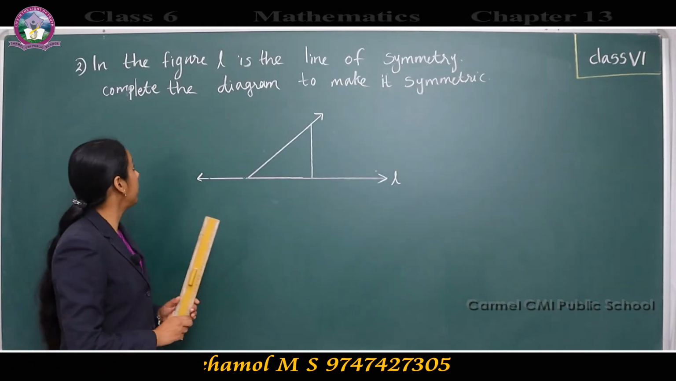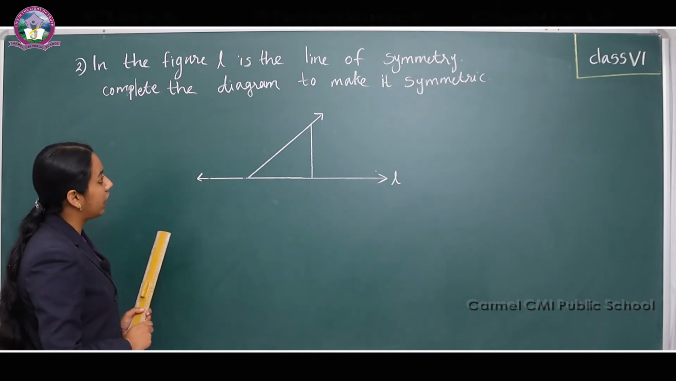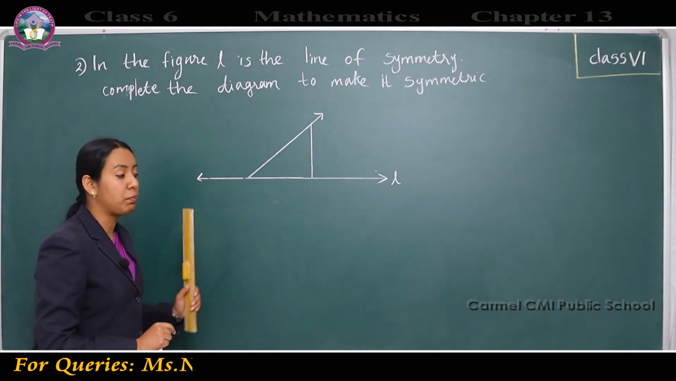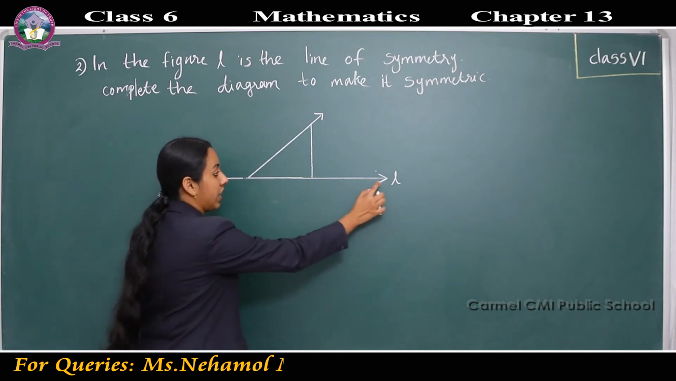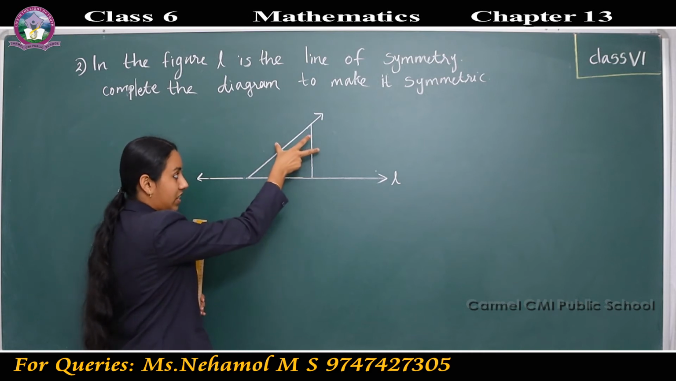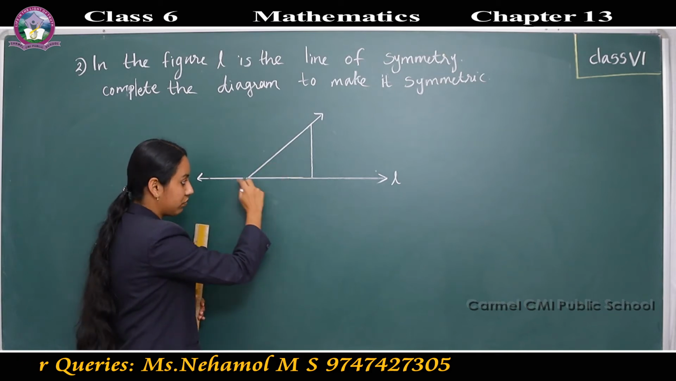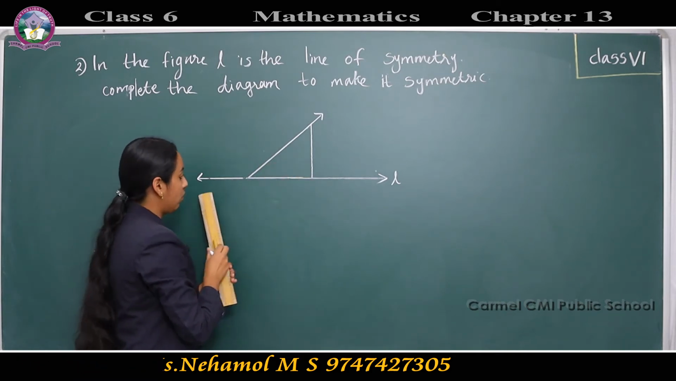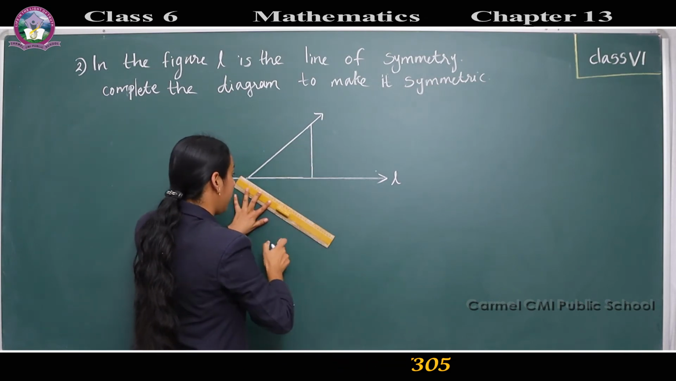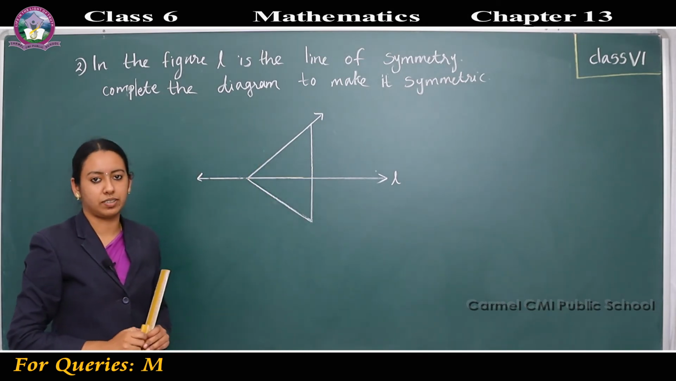Next question. In the figure, L is the line of symmetry. Complete the diagram to make it symmetric. One picture is given there, and we have to make it symmetric. If it is symmetric, the same portion will be there on the other side of the line of symmetry. So we can complete this figure by drawing the same identical part on the other side also. Now it is symmetric.